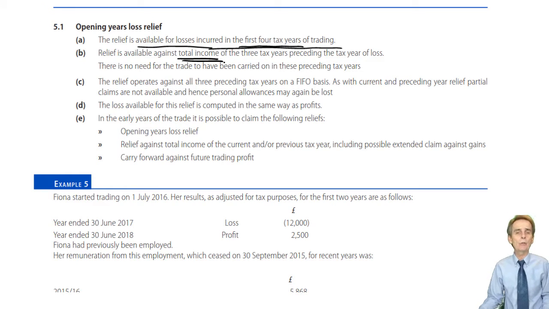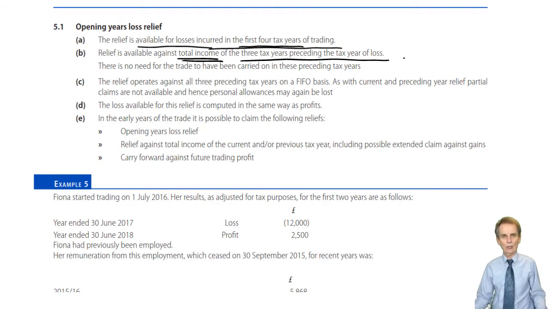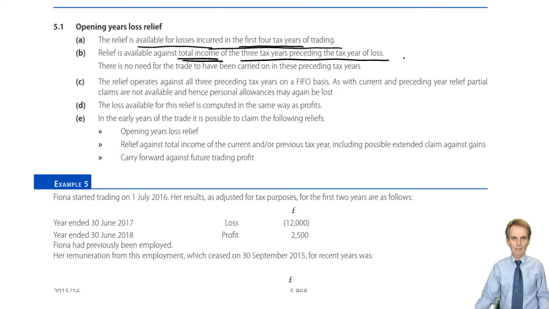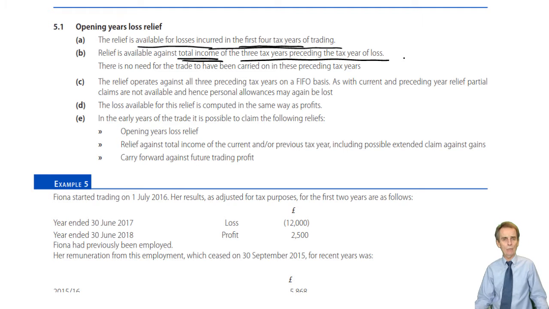But instead of only being able to go back 1 year, we can now go back against the 3 tax years preceding the tax year of loss. We get a 3-year carry back, giving us, of course, a far better opportunity to get use of that loss in relation to those earlier years. In relation to those earlier years, we will already have paid our tax, so any reduction in our taxable income creates a reduction in the tax liability, a tax figure we've already paid, and therefore we would now be generating repayments.